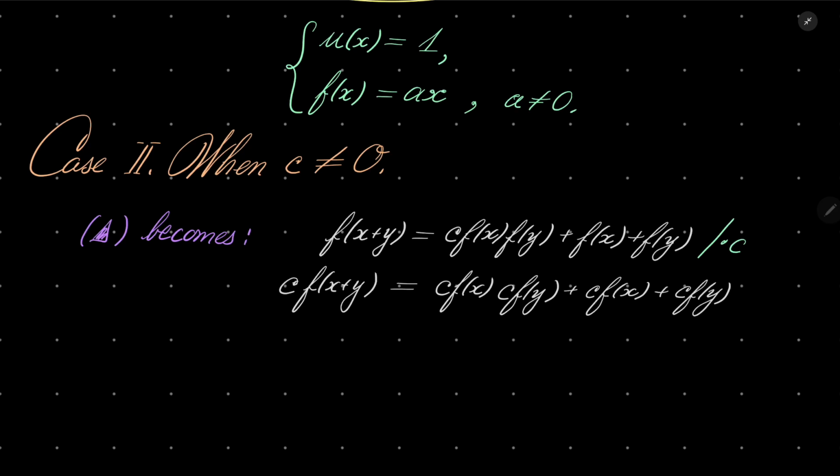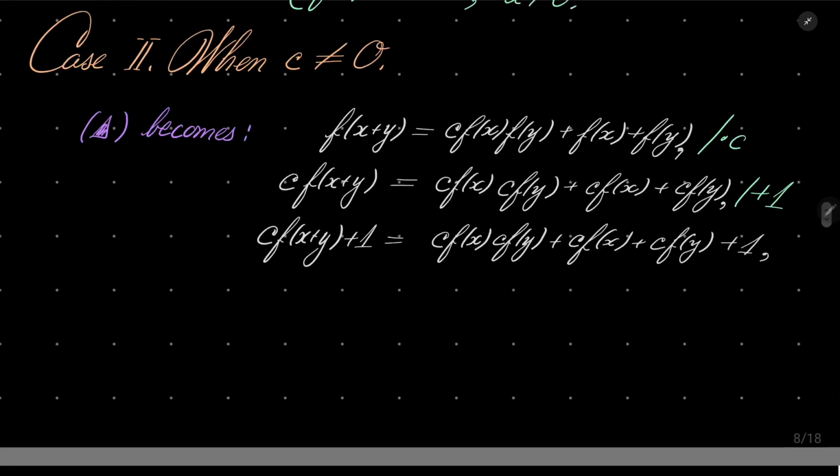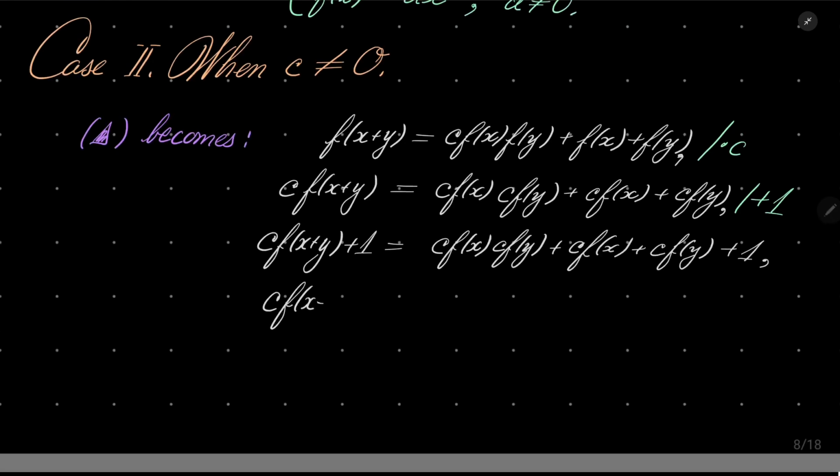And now I will do one more thing. I will add 1 to both sides. So it's c times f of x plus y plus 1 equals c times f of x, c times f of y, plus c times f of x, plus c times f of y, plus 1. And now you need to notice one fact, that the left-hand side can stay as it is, and the right-hand side can be factorized. It's c times f of x plus 1 times c times f of y plus 1.